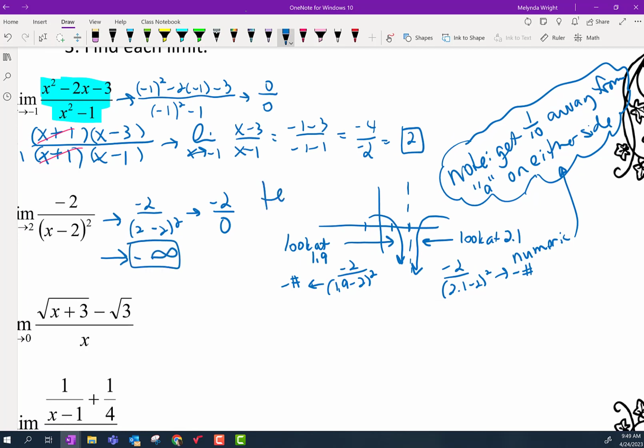Tends, T-E-N-D-S, that's a fancy calculus word. That means it's headed towards. This is headed towards, or tending to, negative infinity. And notice that I'm not putting equals negative infinity. We don't equal something that's a concept. We only arrow to it. And this is a type 3.